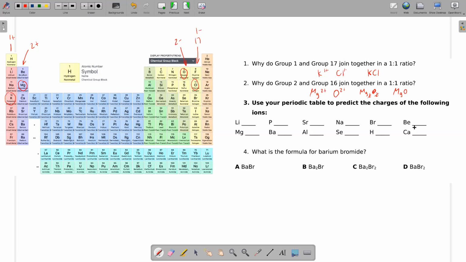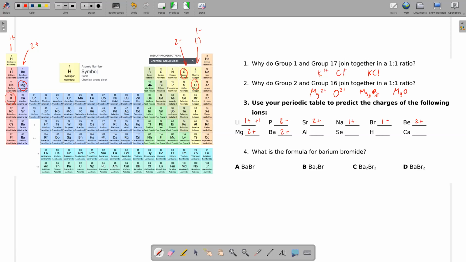So use a periodic table to predict the charges. All you do is look at the group number. So sodium is 1 plus. You can also write +1. Phosphorus is 3 minus. Strontium is 2 plus. Sodium is 1 plus. Bromine is 1 minus. Beryllium is 2 plus. Magnesium is 2 plus. Barium is 2 plus. I can back that up. There we go, 2 plus.